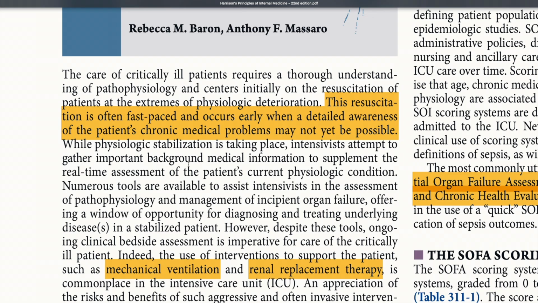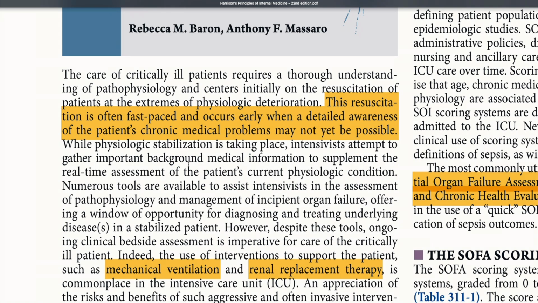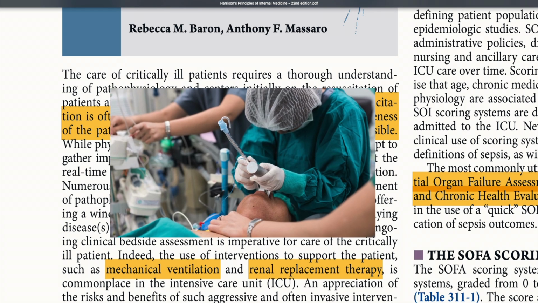So when a critically ill patient arrives in the ICU, the first step is always resuscitation, where we follow the classical ABCDE approach. A for airway, B for breathing, C for circulation, D for disability, and E for exposure. So the very first question when the patient arrives is: is the airway patent or not? If the patient cannot maintain airway reflexes or if there is any obstruction, we have to do an immediate intubation if needed.